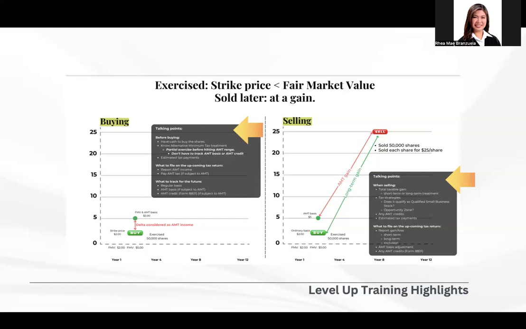There are 4 important reminders that we need to consider. First, report a gain or loss. Second, adjust AMT basis. Third, apply AMT credits. And fourth, consider tax strategies.